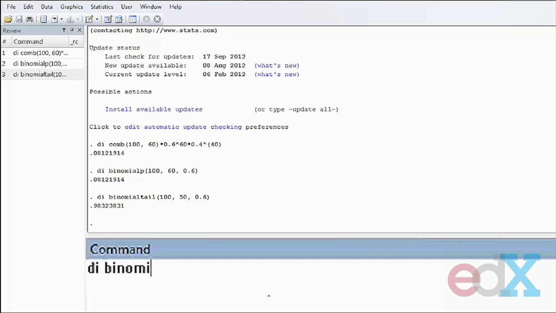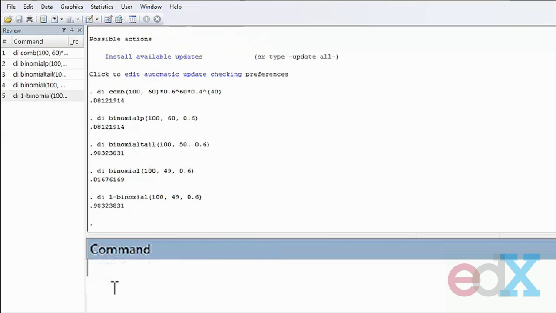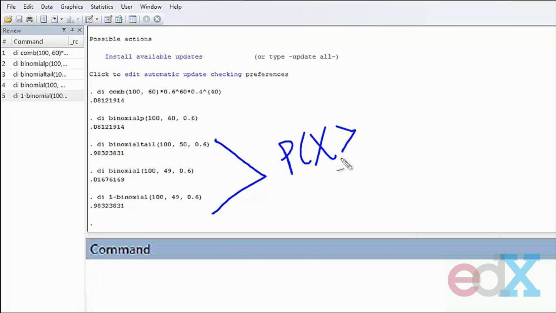Alternatively, we could use the binomial command to perform this calculation. We would calculate the probability that less than or equal to 49 women are anemic, and then we would calculate the complement of this probability, 1 minus this, and we would find that we get exactly the same result, namely that the probability that at least 50 women are anemic is equal to 0.98. We get the exact same result, regardless of whether we use binomialtail or the binomial function.